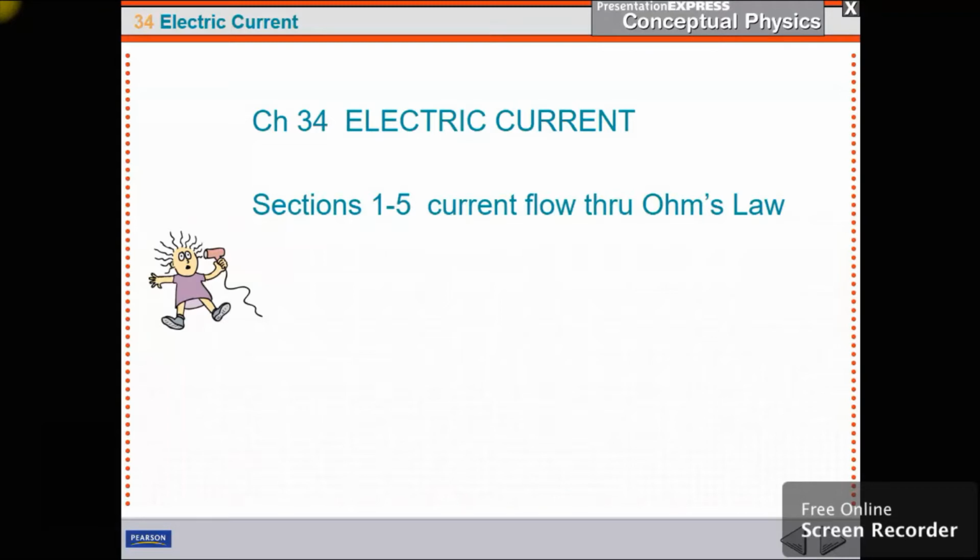We're going to go through sections 1 through 5. This should take us under 20 minutes, and then there will be just a few questions of homework at the end. We're going to end on Ohm's law. And Ohm's law is the key to all electricity.